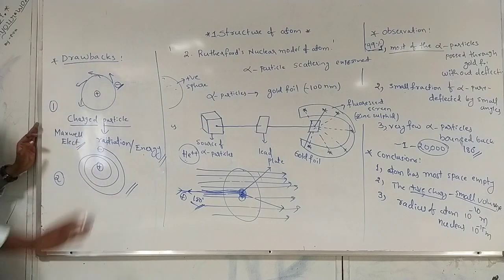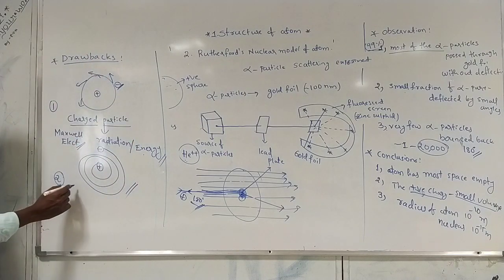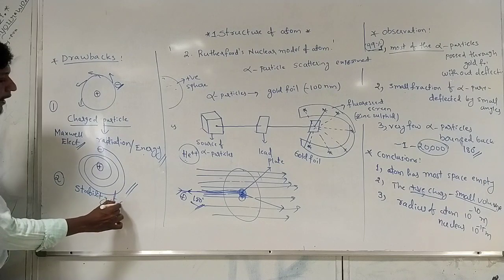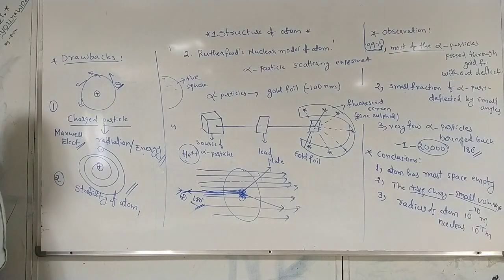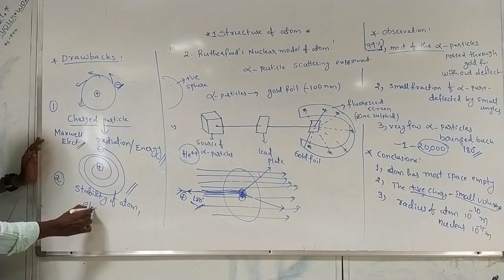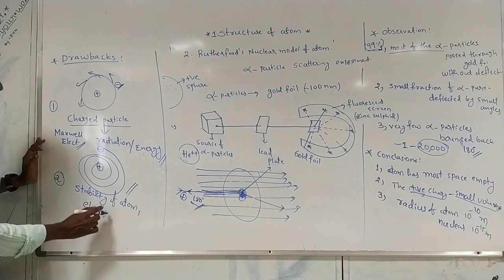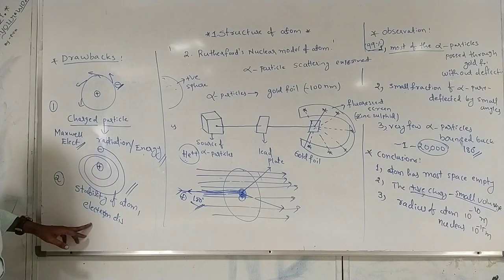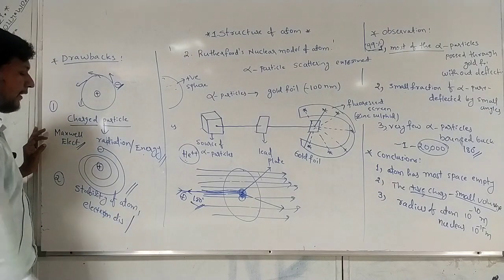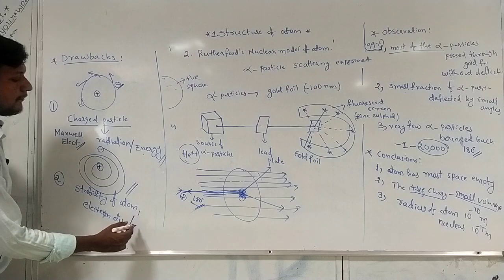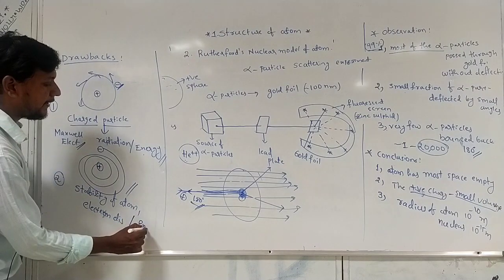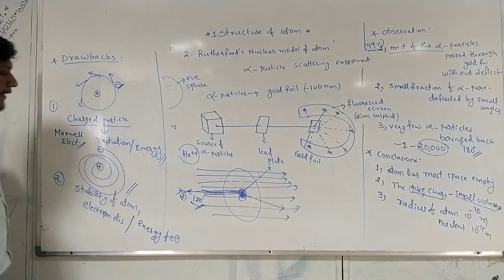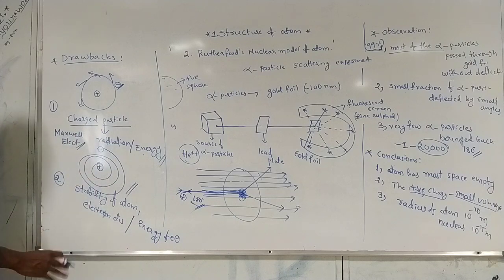And second, Rutherford's nuclear model of the atom cannot explain the stability of the atom. Next, it cannot explain the distribution of electrons in the atom. And the last one, it cannot explain the energy of the electron. These are the drawbacks. Note it down.